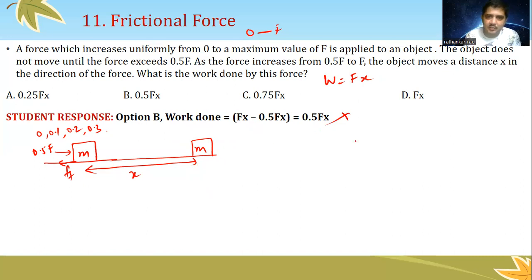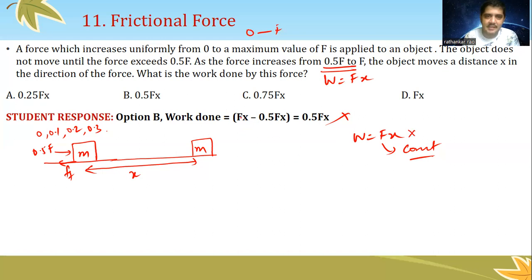You can use work done equal to force into displacement if and only if the force is a constant. The force that I apply here should be a constant. Of course, x can be a variable, no issues, but this force should not vary for a given distance the object is moving. But here you see the force is continuously varying. So you should not apply this equation.